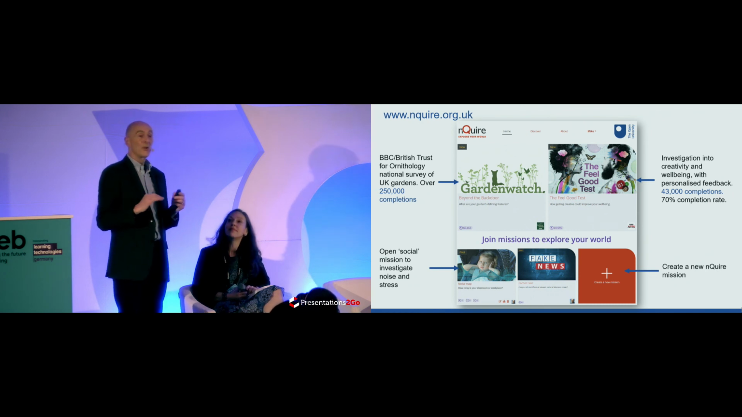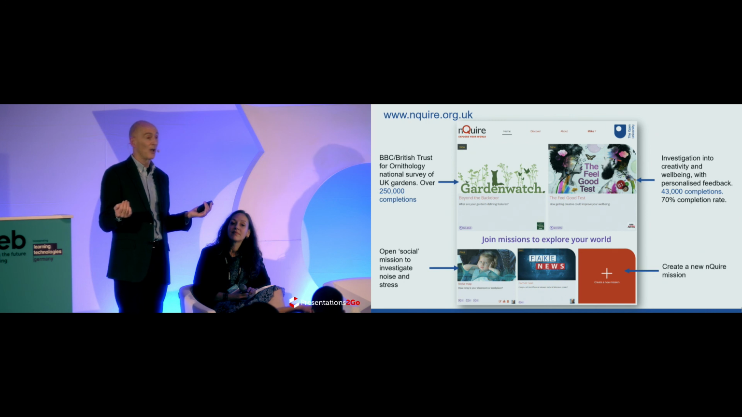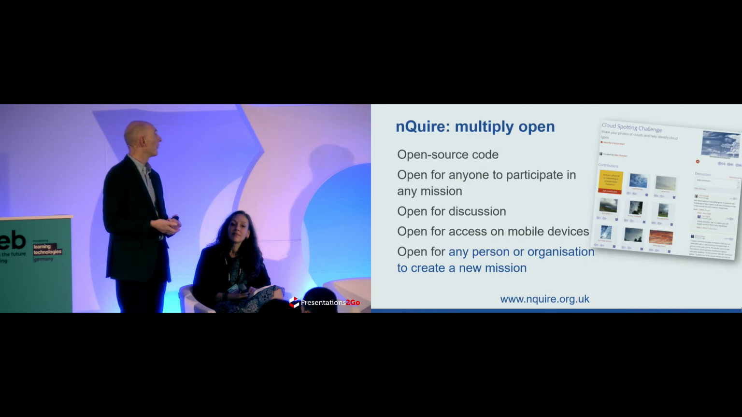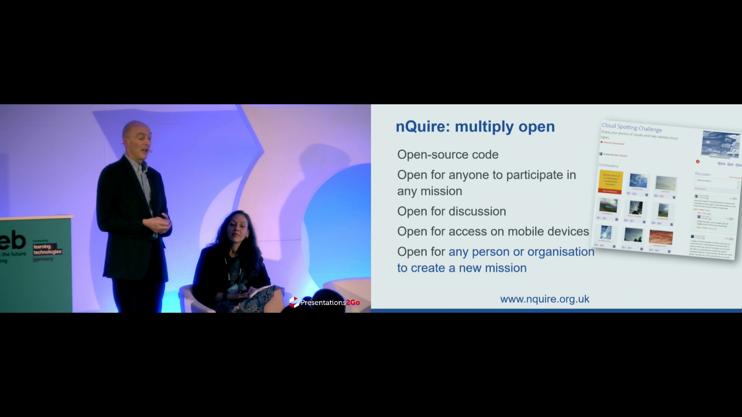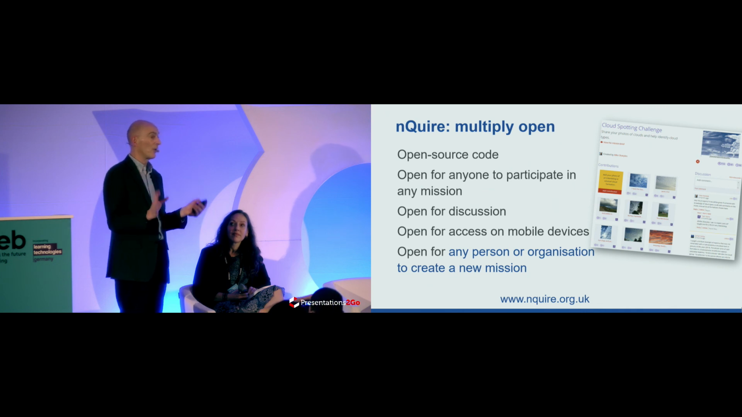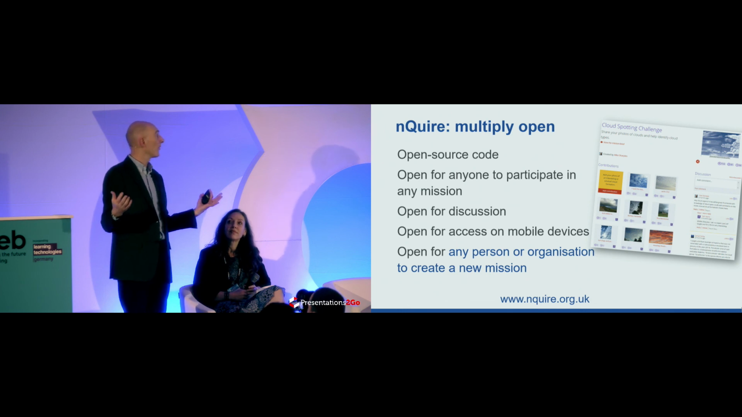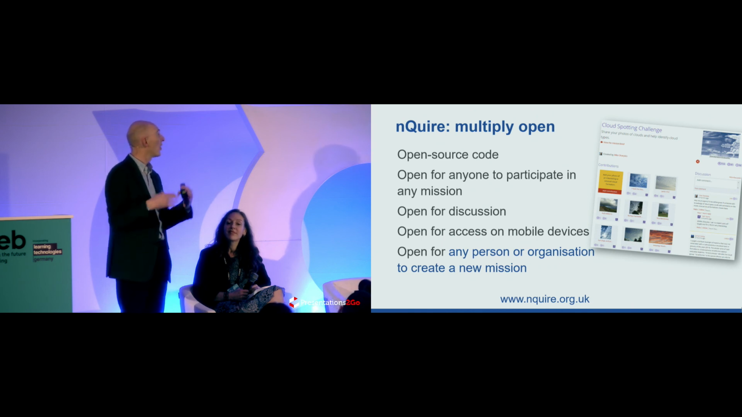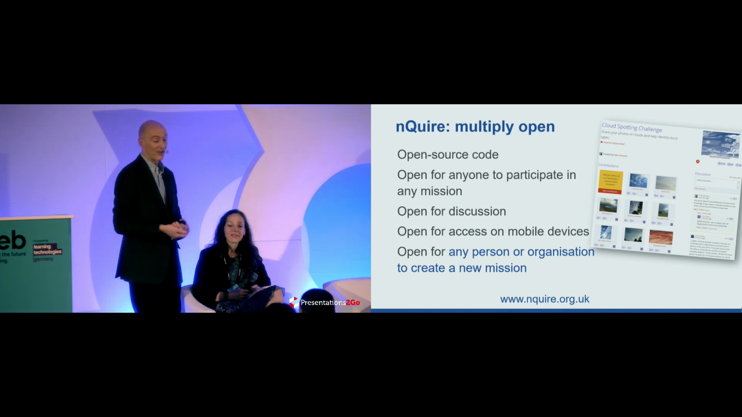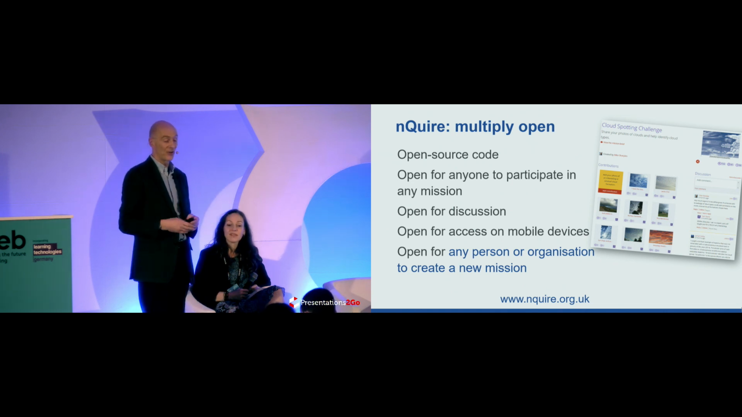But what's important is that you can not only take part in these missions, anyone can take part, you can also design them. So it's an open platform for designing new forms of inquiry learning. So it's multiply open. It's open source code. It's open for anybody to take part in a mission. It's open for discussion. So we have two sorts of missions. Ones that are more like surveys, where you provide personal data and that data is not made available. But other ones where, for instance, we've got one on cloud spotting. People post pictures of clouds and try to identify them. All the data there is open for discussion. It's open for access on mobile devices, and it's open for any person or organization to create a new mission. So go and try it.